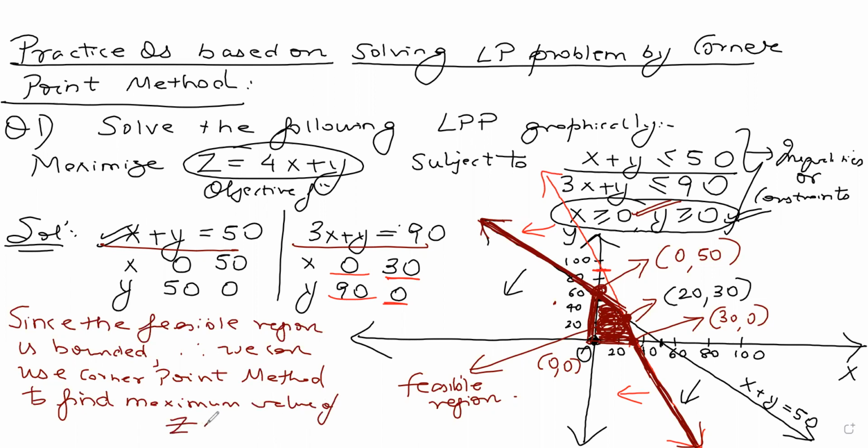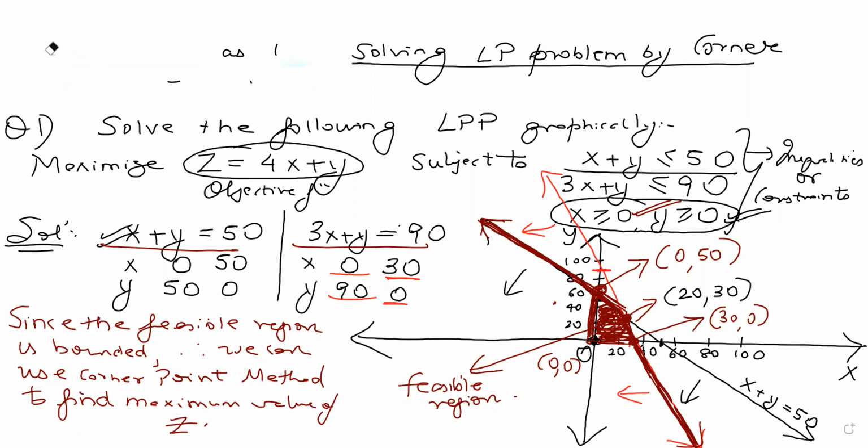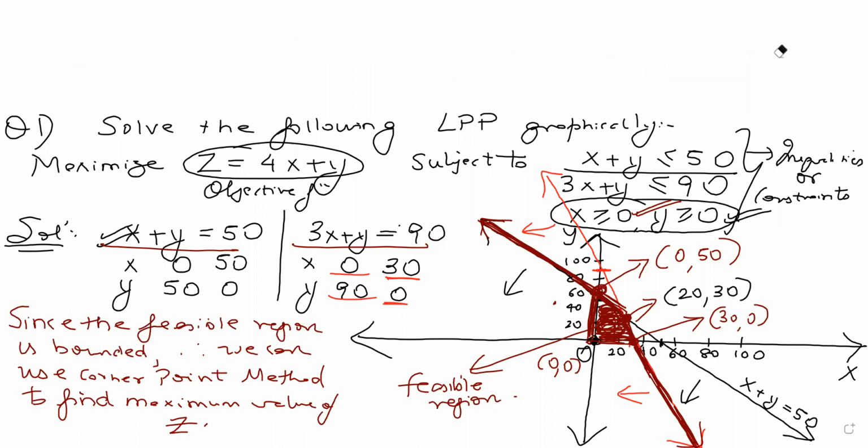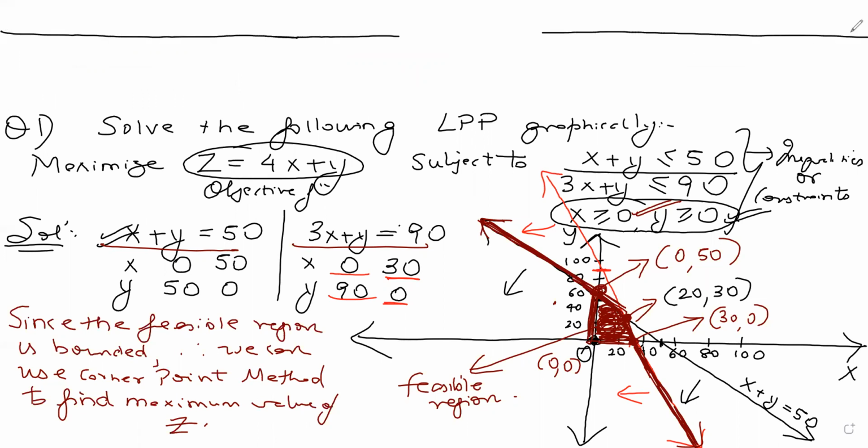Now, how do we find the maximum value of z? I erase the initial part. Just put the points we have got in the objective function. So I can make a table now. We have z, which is nothing but 4x plus y. And then we have the points, whatever points we got. So I can write my corner points.